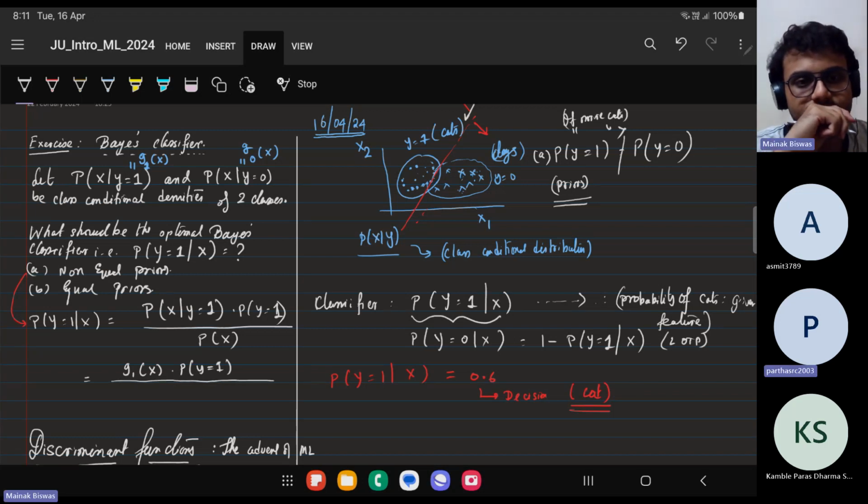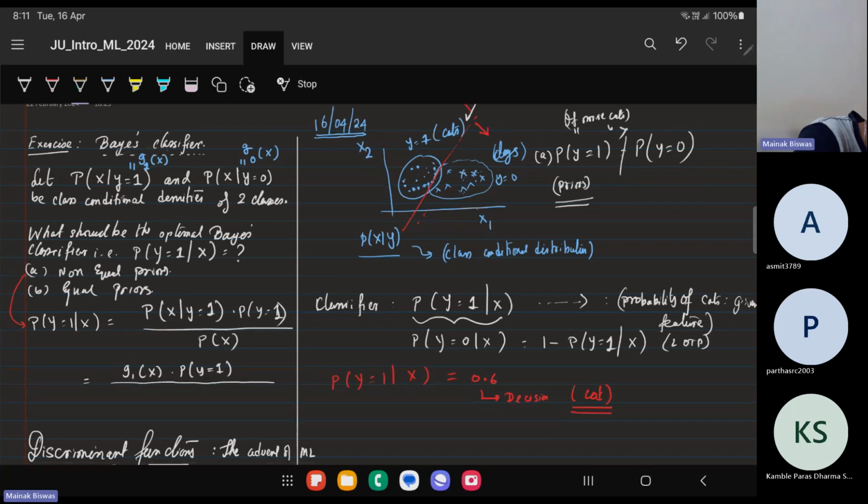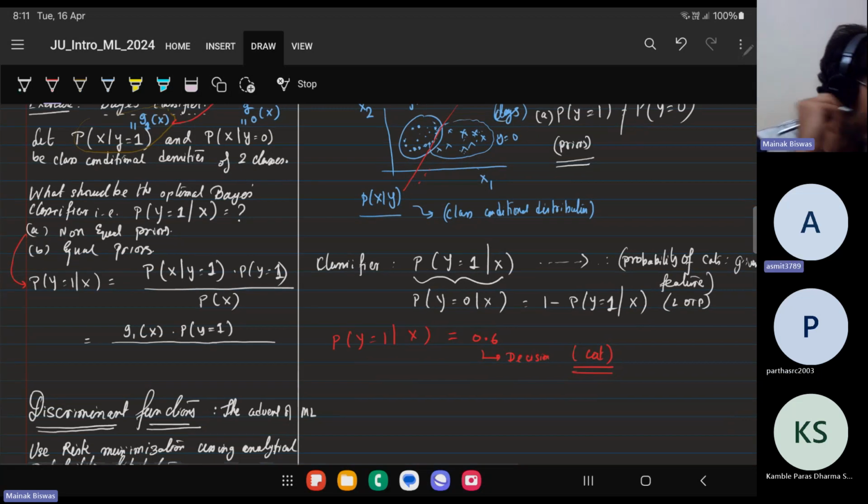You wrote g1 of x there because g1 is x given y equal to 1. Now I have defined g1 as the function that is giving me the value of p of x given y equal to 1. This is the condition. I have defined it. G is the class conditional density. Similarly g0.